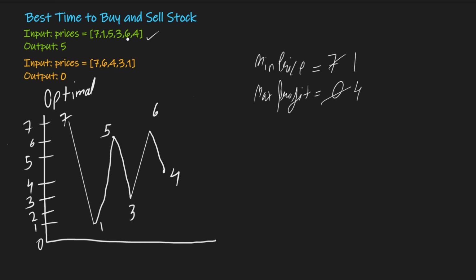6 minus 1 is 5. Is 5 greater than 4? Yes, it is. So we are going to replace max profit with 5 and we are going to check, is 6 less than 1? No, of course not. We are going to move to the next value, that is 4.